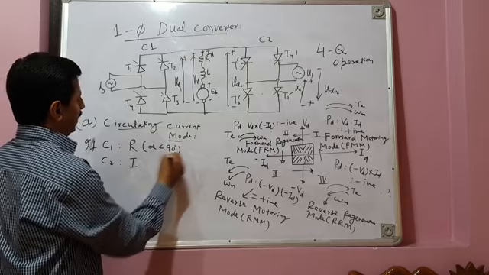Now, this is the power circuit diagram of the dual converter. Dual converter has 2 modes. One is called circulating current mode and another is called non-circulating current mode. We'll first of all discuss the circulating current mode. I'll explain to you what this circulating current mode is.